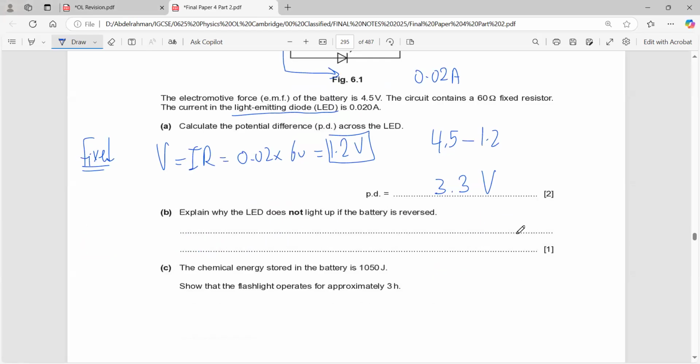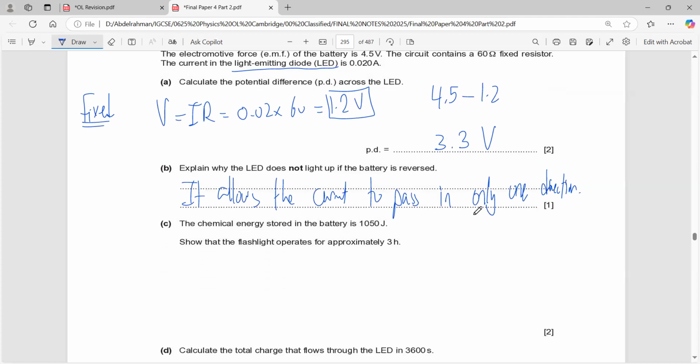Why does the LED not light up if the battery is reversed? Again, I just said it because the LED only allows the current to pass in one direction. It allows the current to pass in only one direction.